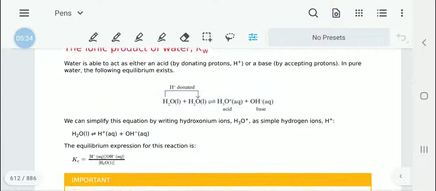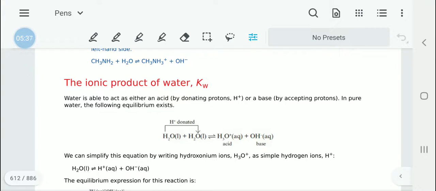Write down a note on this. Ionic product of water. Water has the ability of acting both as an acid and a base. Leave a line and write.